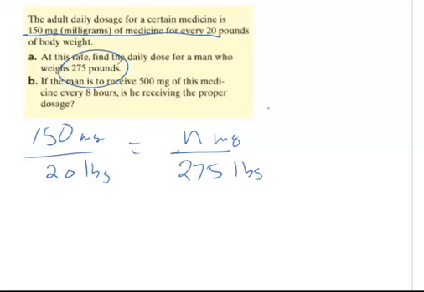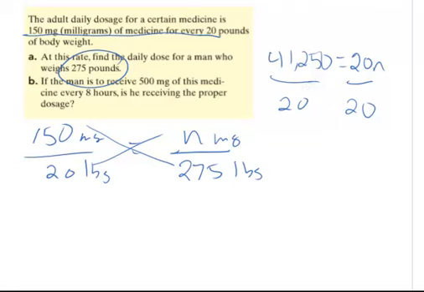So again, my first step here is I'm going to take my calculator and multiply straight across, or cross multiply, I'm sorry. 150 times 275 is 41,250 equals 20 times n, which is 20n. So now my next step is I need to divide both sides by 20. If I take 41,250 and divide it by 20, I'm coming up with 2,062.5 milligrams. Okay?